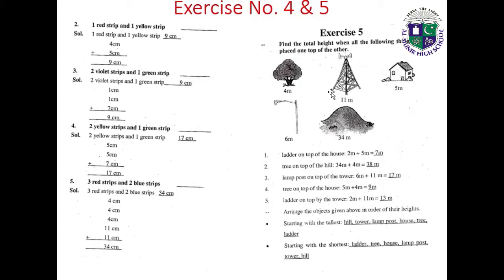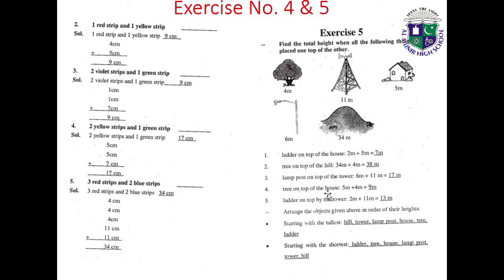Next exercise, exercise 5. Find the total height when the following things are placed on top of each other. 4 meter, 6 meter, 11 meter, 5 meter and 34 meter. Ladder on top of the house: 2 meter plus 5 meter equals 7 meter. Tree on top of the hill: 34 meter plus 4 meter equal 38 meter. Lamp post on top of the tower: 6 meter plus 11 meter equals 17 meter.